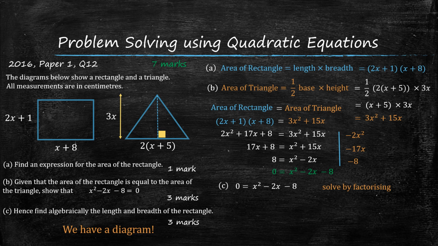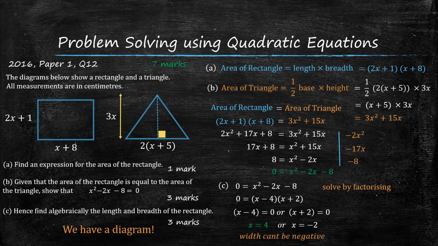So ask yourself, what two numbers multiply together to give you -8 and add together to give you -2? Well, that's -4 and 2. So our factors here are x minus 4 and x plus 2. That then tells us that either x minus 4 is equal to 0 or x plus 2 is equal to 0. So x is equal to 4 or x is equal to -2. Now a width, a length, a dimension can't be negative. So x is equal to 4 is our solution.